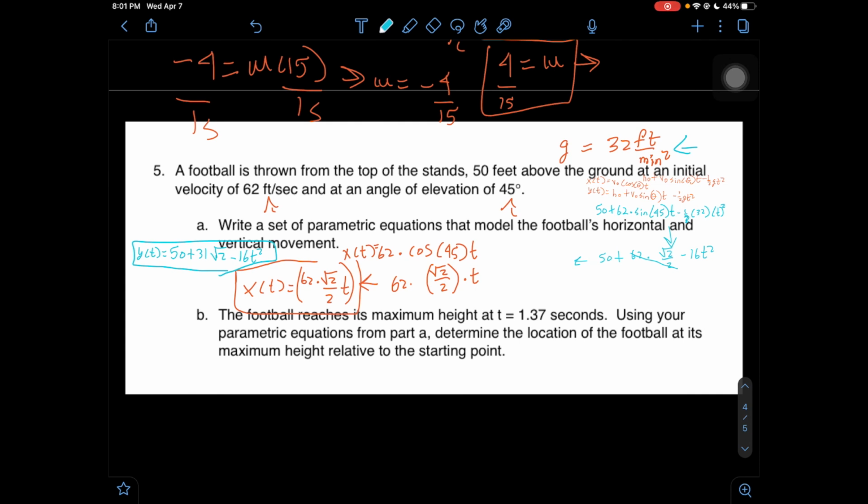Well, as you can see, we have a t in both of our equations, so we can just substitute in that 1.37 seconds for t.